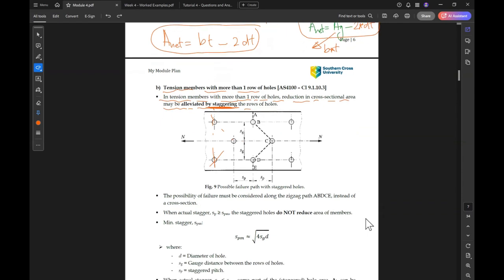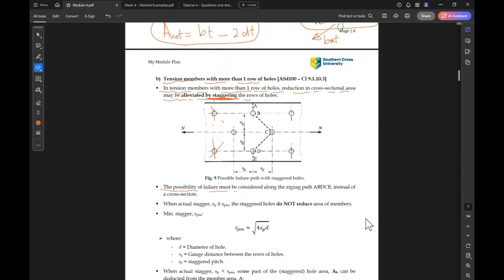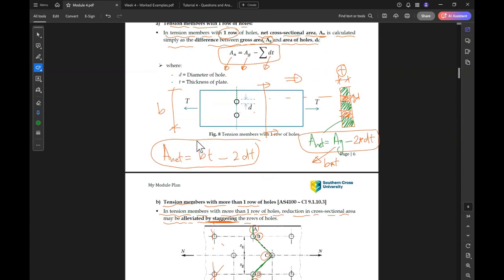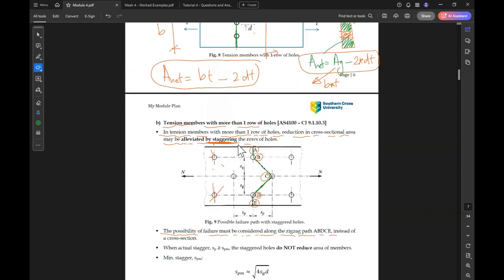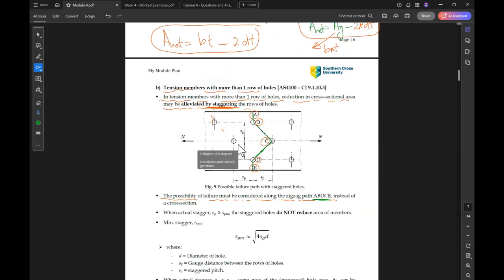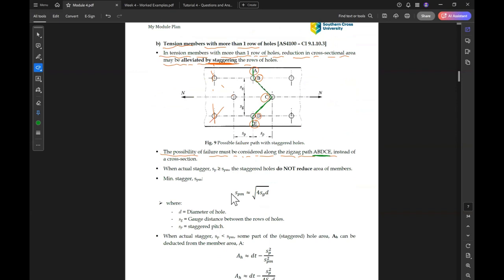So in this case, the possibility of failure must be considered along the zigzag path ABCDE. So this is our line of failure in this case. For the other case, this is our line of failure because the holes are on the same line. So this is the expected line of fracture or failure. But here we have A, B, C, D, E. When the actual stagger s is more than s minimum, the staggered holes don't reduce the area of the member.